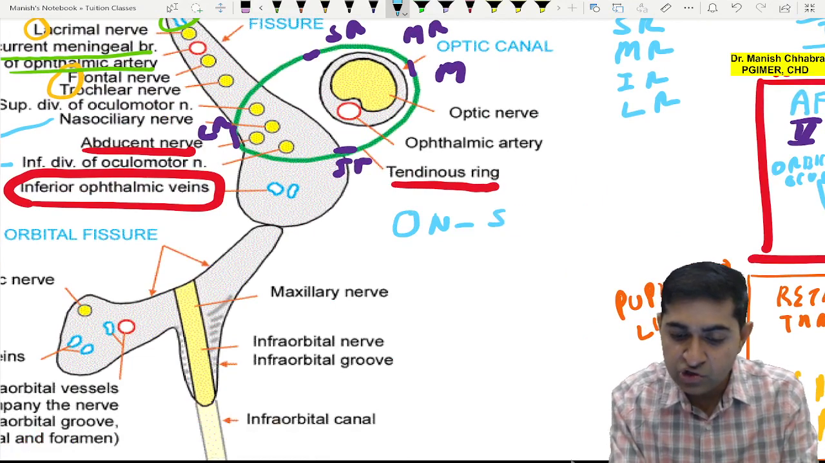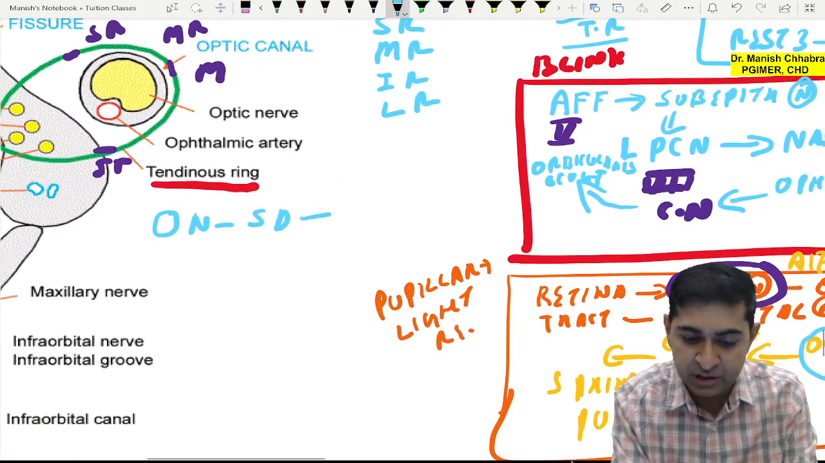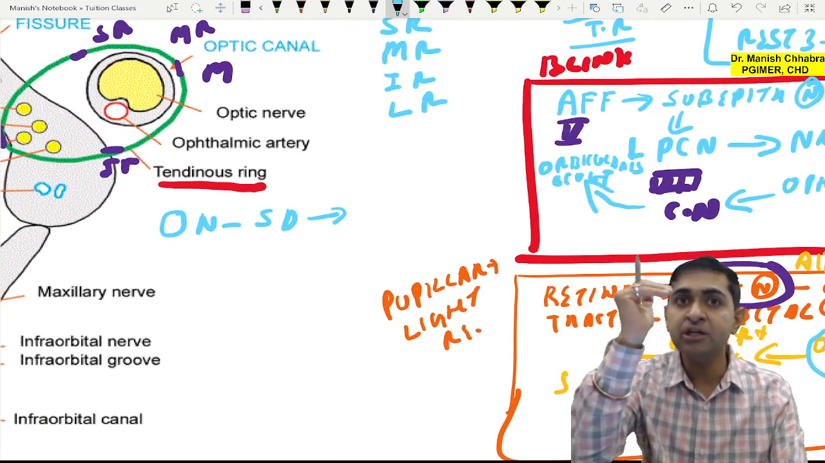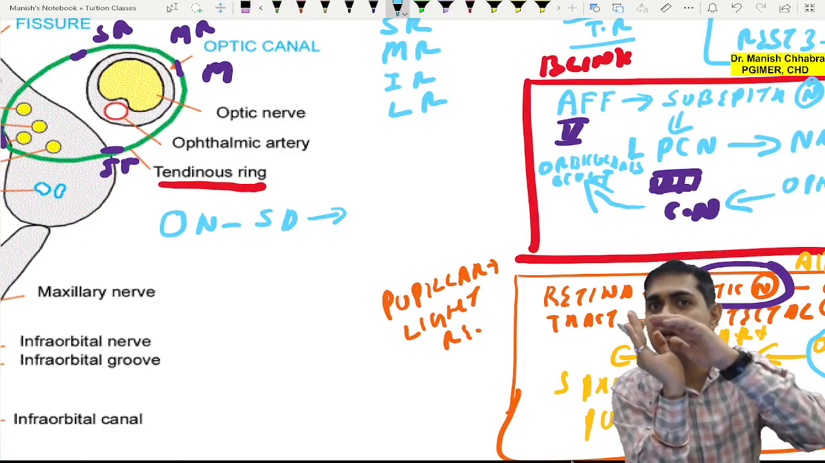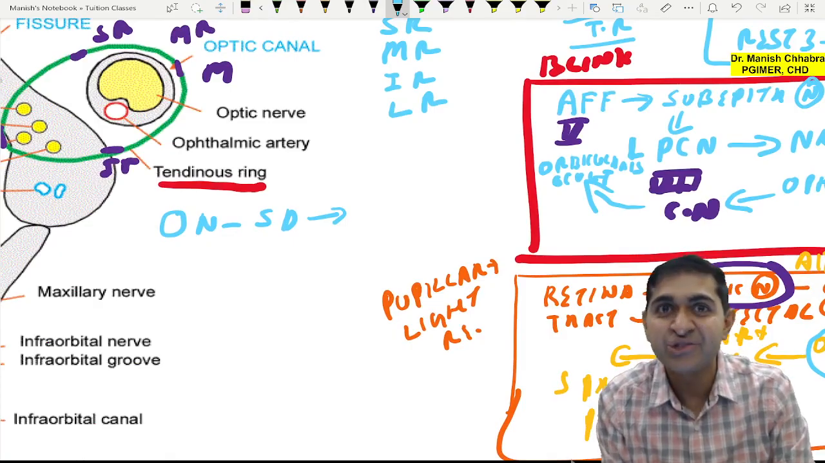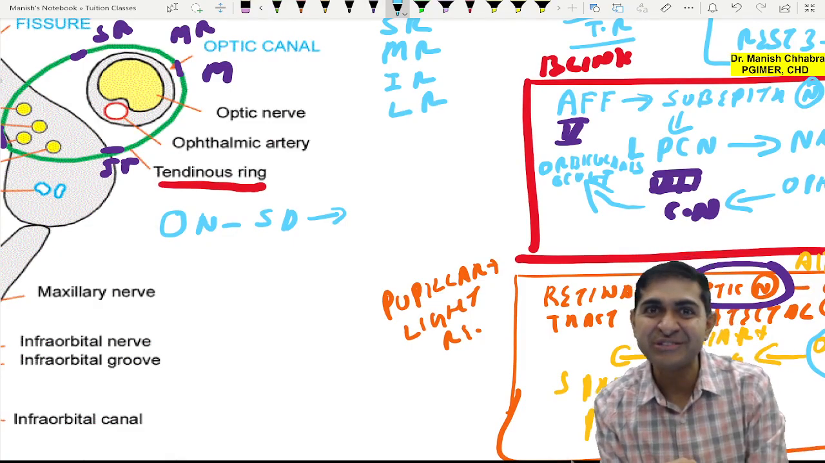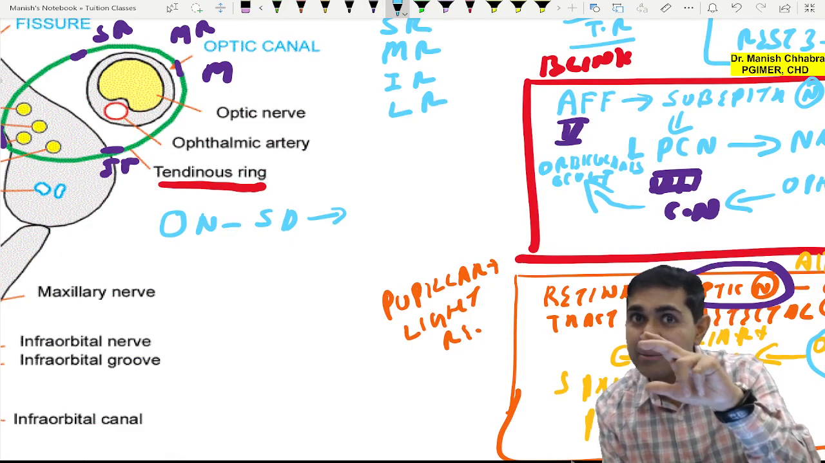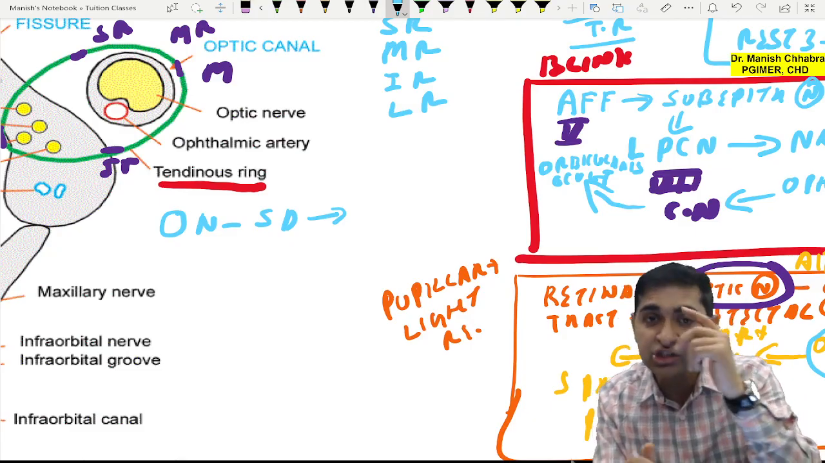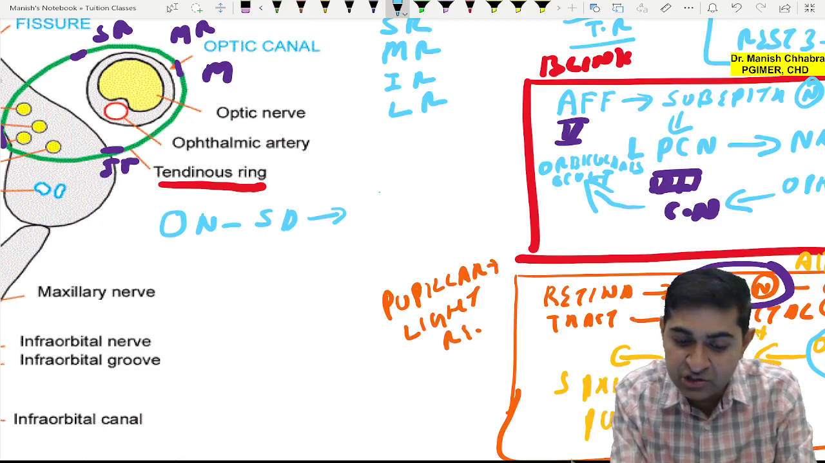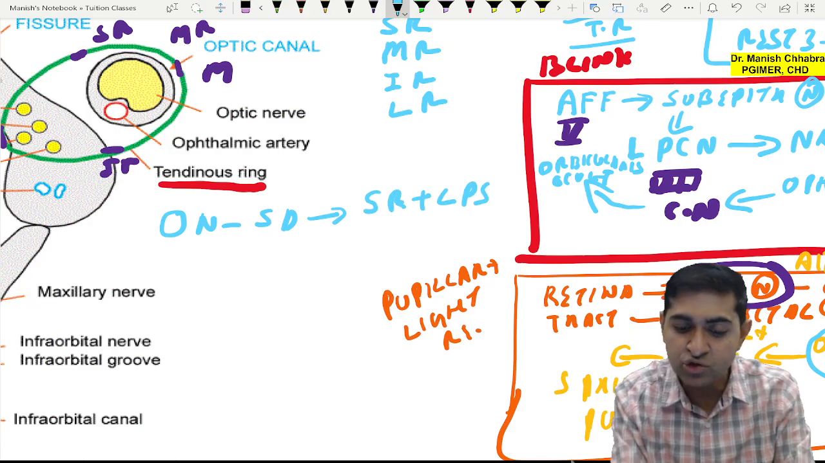Now, talking of the oculomotor nerve superior division. The superior division passes through the superior side of the middle part of the superior orbital fissure. Don't get confused. So of course it is going to supply the structures which are present superiorly. What are the structures which are present superiorly? One is your superior rectus muscle, another is your levator palpebrae superioris.